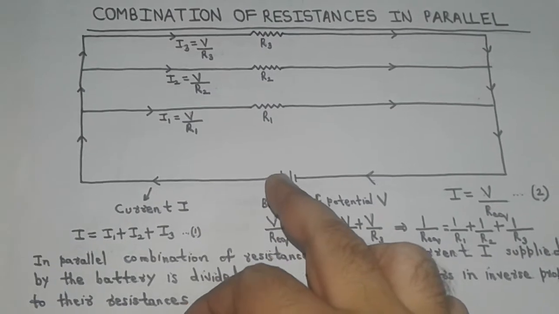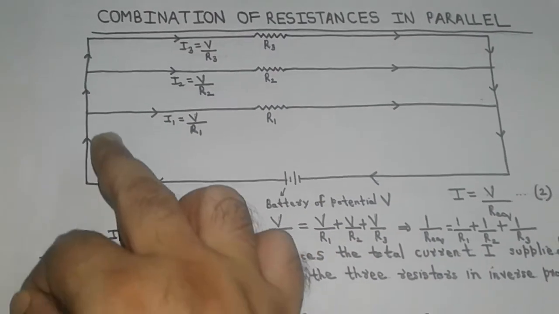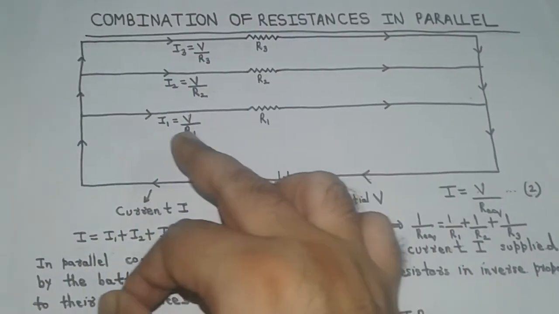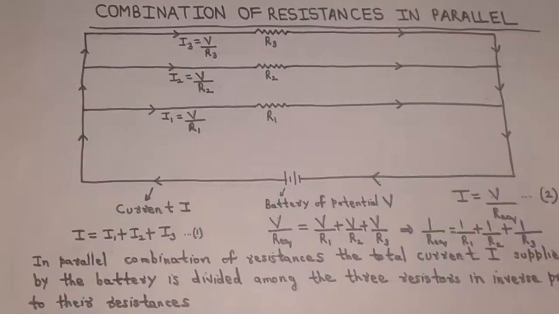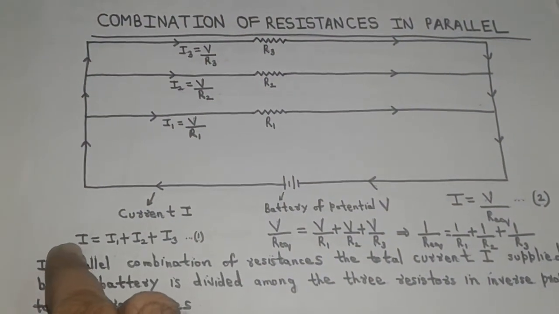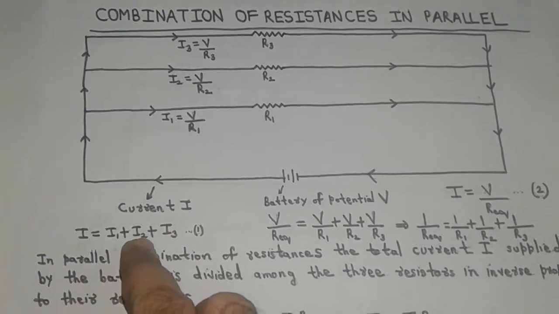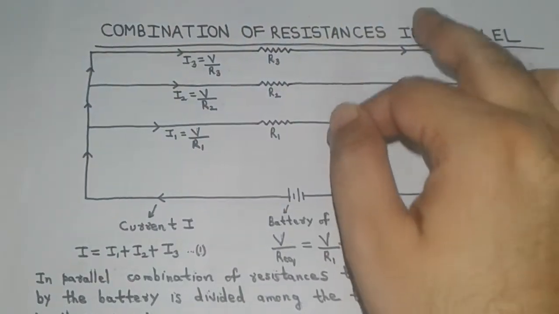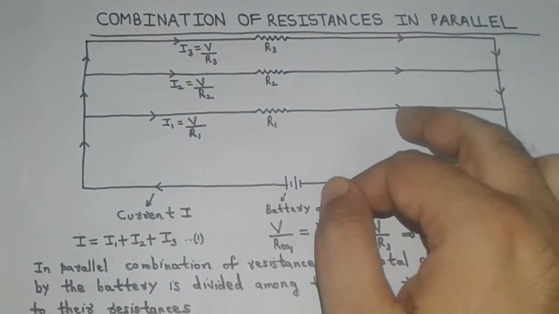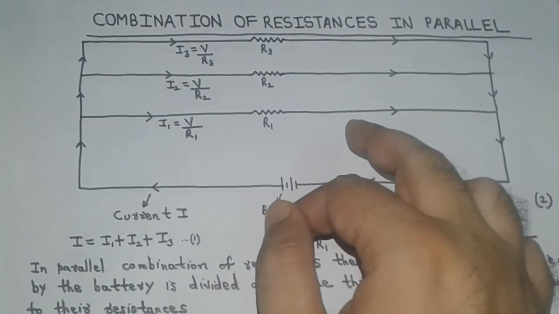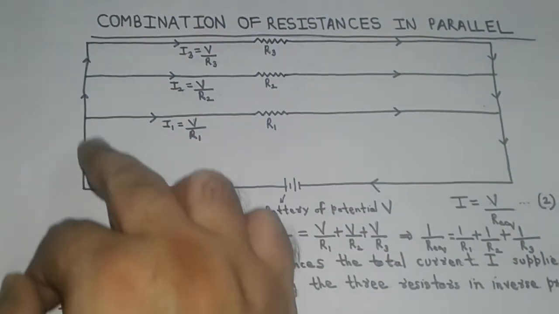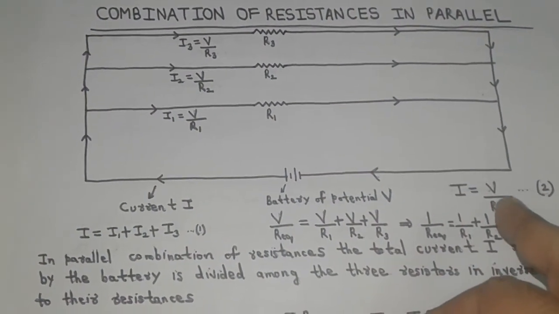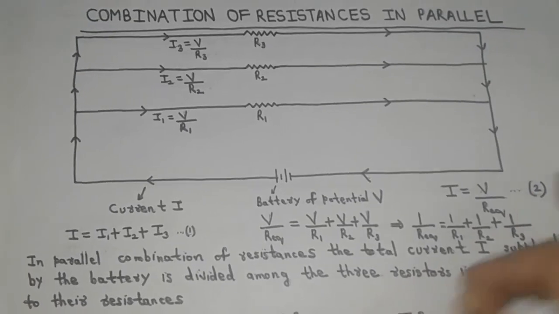Thus, total current supplied by the source is equal to the sum of currents passing through the three resistors, which is I1, I2 and I3. In other words, we can write I is equal to I1 plus I2 plus I3. If R equivalent is the equivalent resistance in parallel combination of resistances, then the total current I supplied by the source is given by I is equal to V upon R equivalent. We can consider this as equation 2.